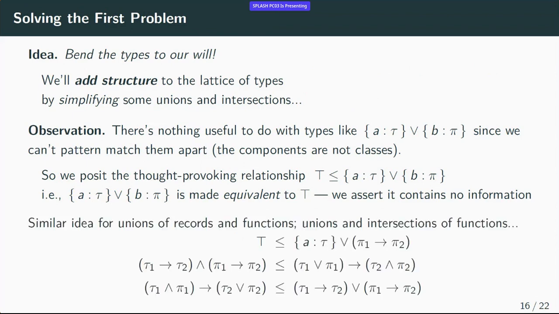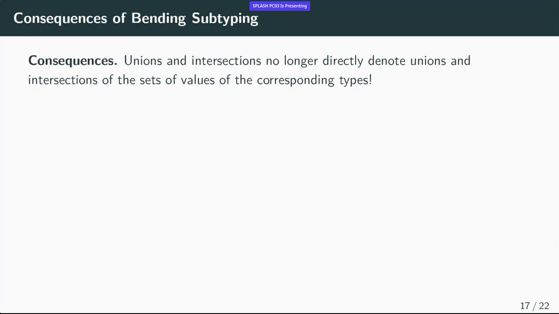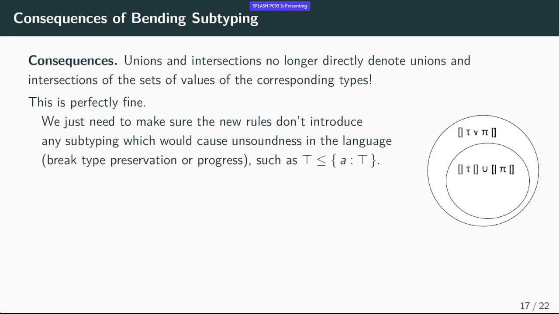Okay, and we have similar ideas for unions of records and functions, and also for intersections of functions and unions of functions. We add a lot of rules that do not necessarily hold in all languages. In particular, these rules do not hold in the set theoretic interpretation of types, okay? But they hold in our Boolean algebra. And the main consequence is that union and intersection types no longer directly denote the intersection and the union of their sets of values, right? So the set of values of a union type is actually now an over-approximation of the set of values of the corresponding type components.